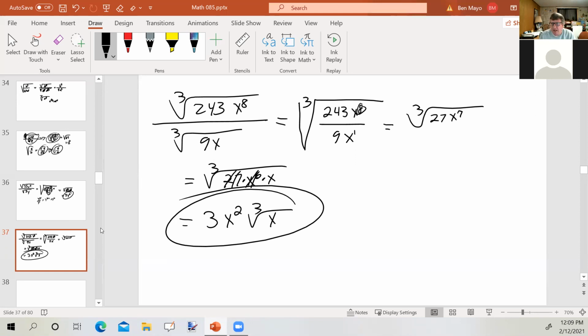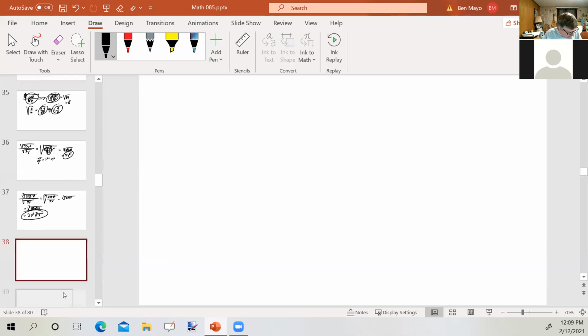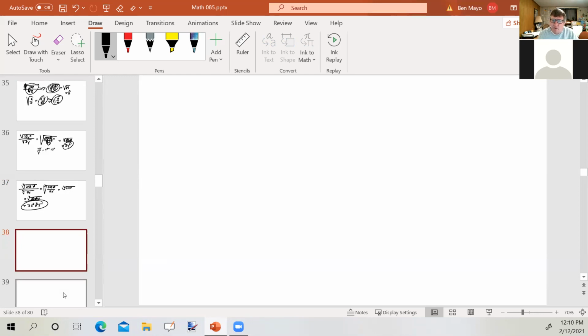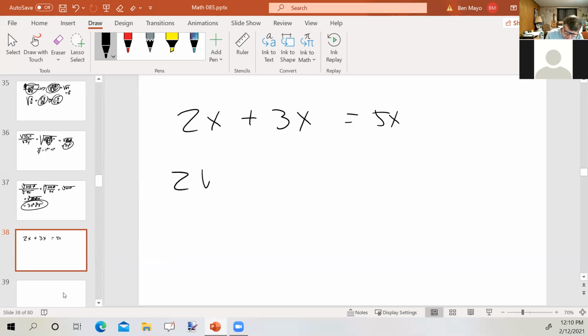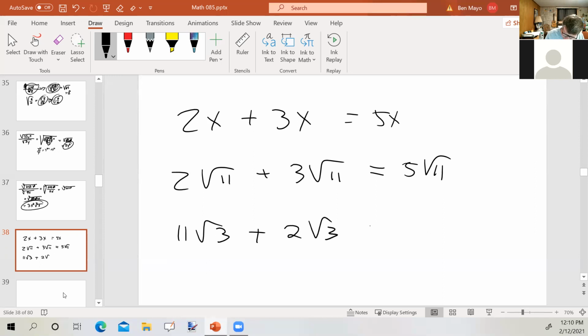You want to take out everything you can. That which you can't is stuck inside. All right? Now it says, simplify by combining like radicals. Let me ask you this. What's 2x plus 3x? 5x. What's 2 square roots of 11 plus 3 square roots of 11? 5 square roots of 11. Excellent. What's 11 square roots of 3 plus 2 square roots of 3? 13 square roots of 3.